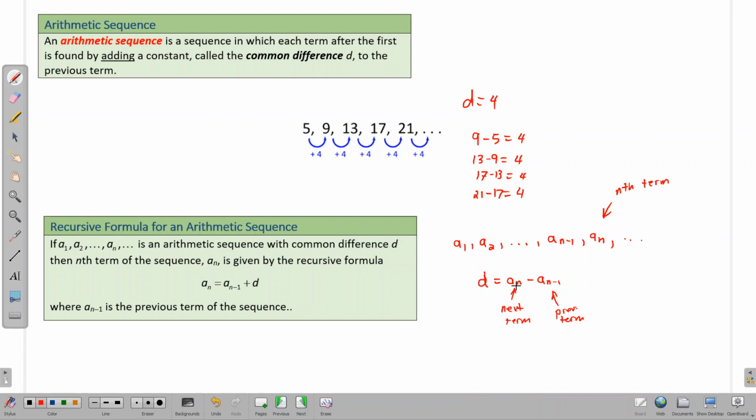Now, if we rearrange this formula, if I add this to the other side, what we end up getting is d plus a sub n minus 1 equals a sub n. And then if you just rearrange that, it turns into this. This is what we call the recursive formula for an arithmetic sequence. This is not a formula that we use very often, but it's good for us to get used to recursive formulas because they're going to show up later on in this chapter. So I'll emphasize it here at the beginning, but this is not the most useful form of an equation for an arithmetic sequence.